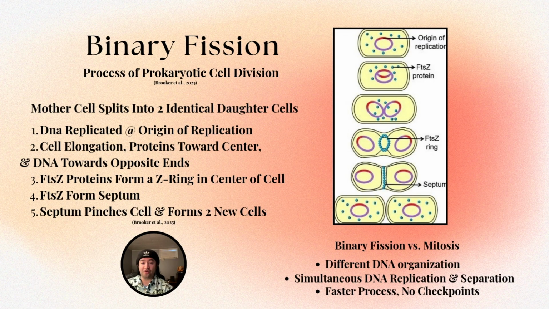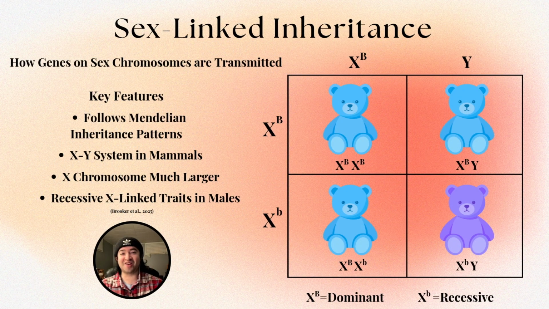Now we're going to talk about sex-linked inheritance, or how genes located on sex chromosomes are transmitted from parents to their offspring. Sex-linked inheritance follows the principles of Mendelian inheritance patterns and the chromosome theory of inheritance, in which chromosomes contain DNA, and this DNA is the genetic material that is passed down from parent to offspring.